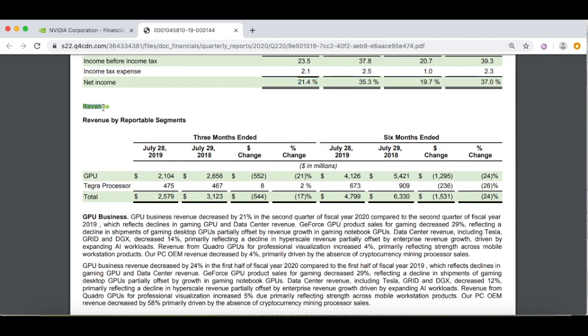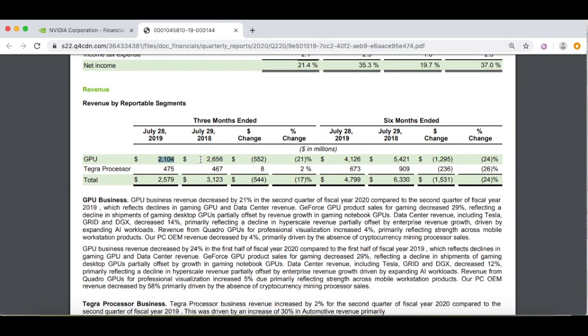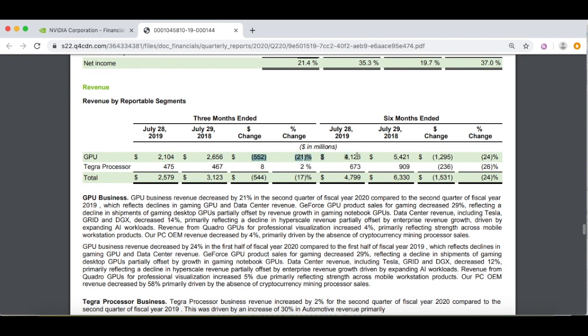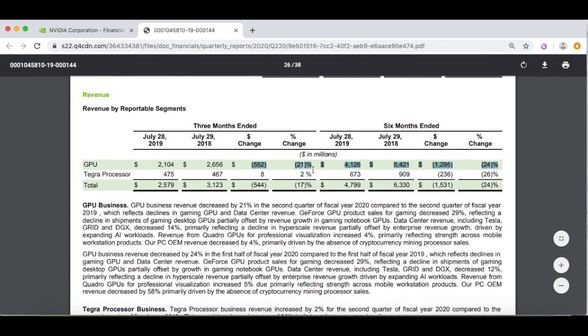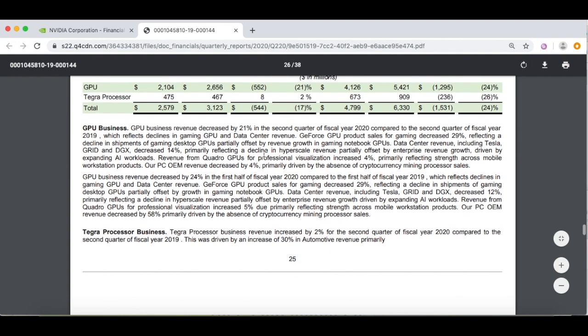So revenue, again, we're getting the GPU revenue. We're getting a change in value. So it went down a little bit. It's showing you it went down actually 21%. That's a lot. And showing you the 6-month change over here. So again, you could have calculated all these numbers yourself by reading previous financial documents. Here, the company is giving it to you right here. Now, they're burying it on page 26 of 38, but it is what it is.